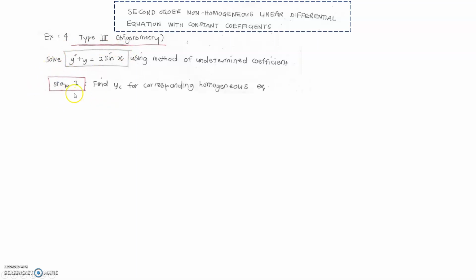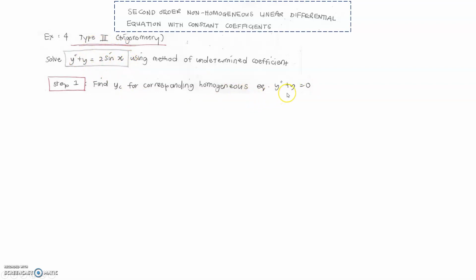Okay, step number 1. You need to find the yc for the corresponding homogeneous equation. So from here, the ODE given is non-homogeneous. So the corresponding homogeneous equation is y double prime plus y equal to 0. So remember, when the f(x) is 0, we call it a homogeneous equation. But when the f(x) is not 0, it is non-homogeneous.